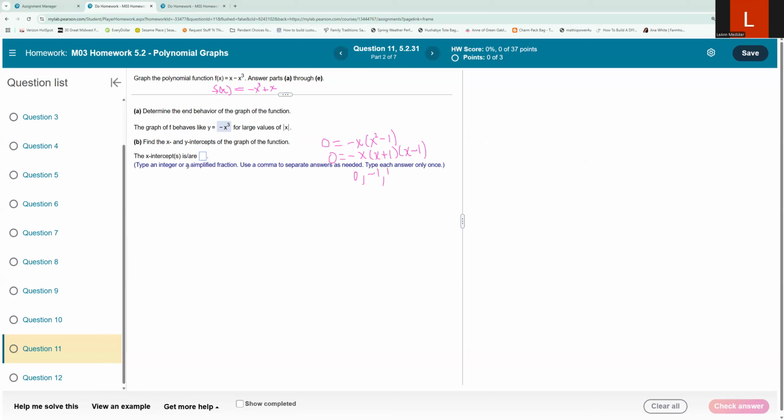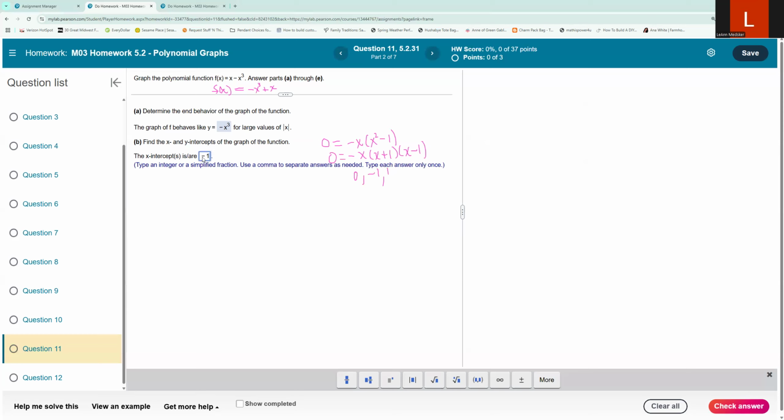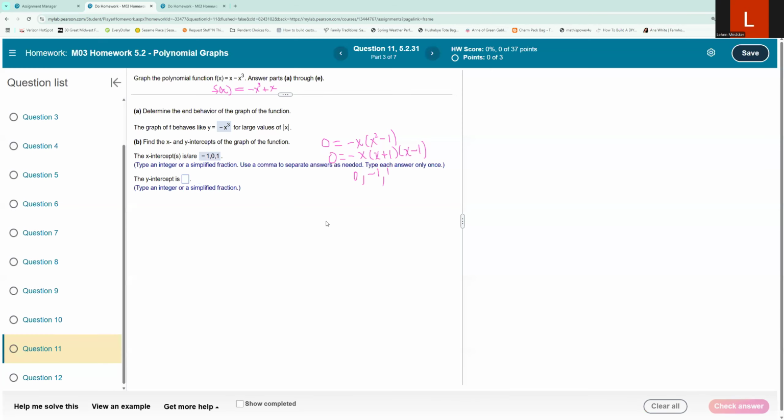And I usually type them in order from least to greatest. I don't know if it'll count it wrong if you don't, because they didn't specify that. So that's my intercepts for the x.